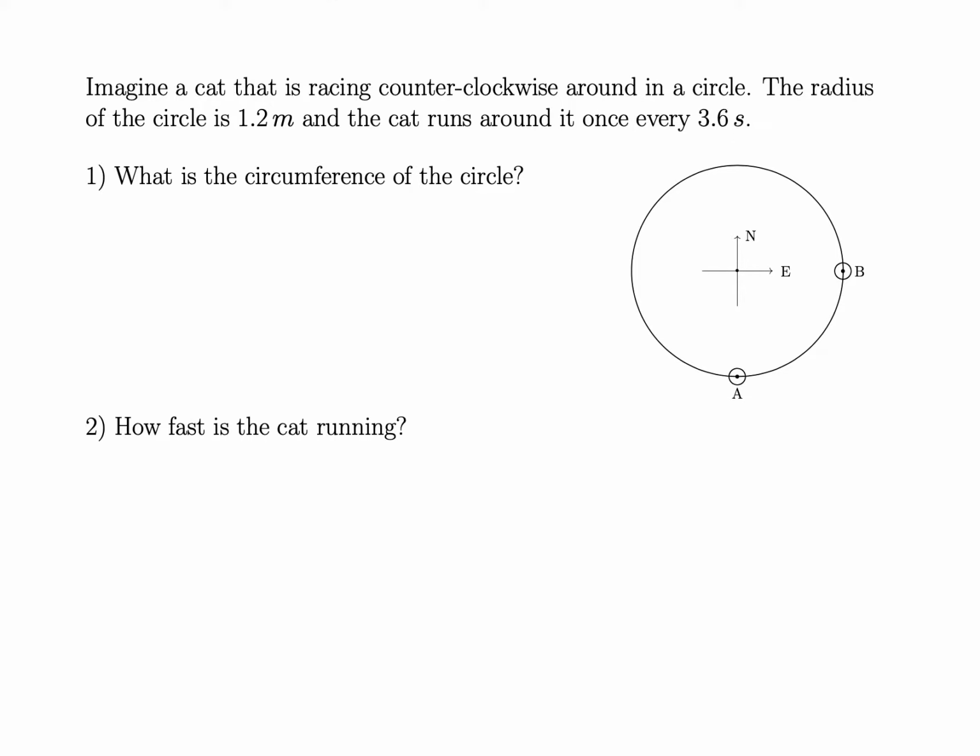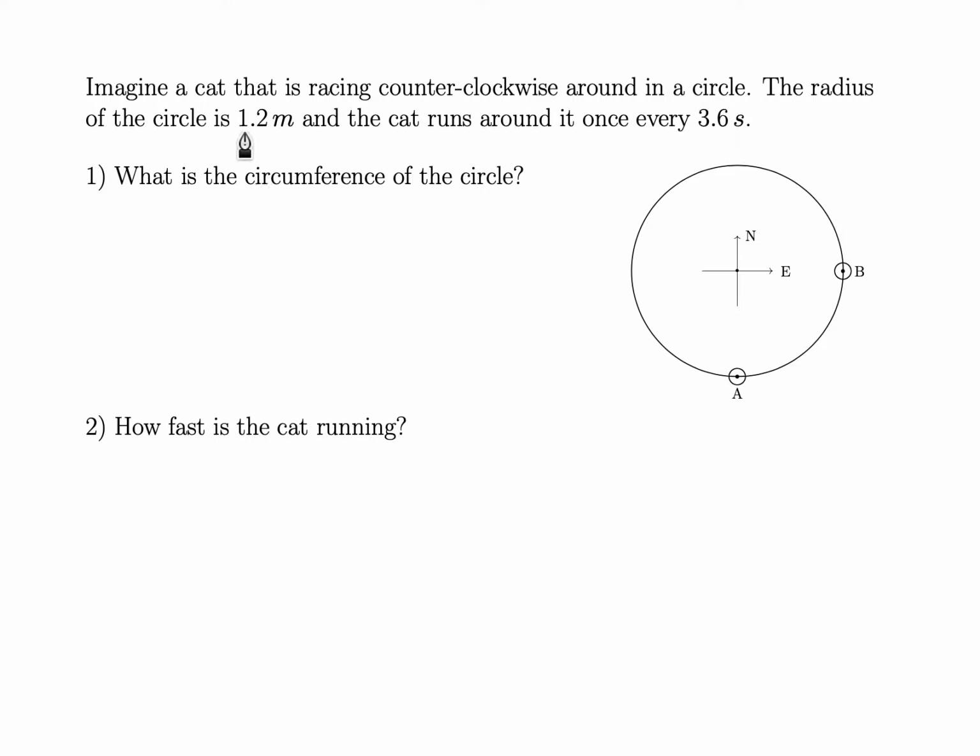In this video, I'd like to talk to you about uniform circular motion. And in particular, we're going to talk in detail about a specific problem, a little contrived, but it will get the idea across. So I want you to imagine a cat tearing around the circle, maybe in the living room, just doing what cats do best.